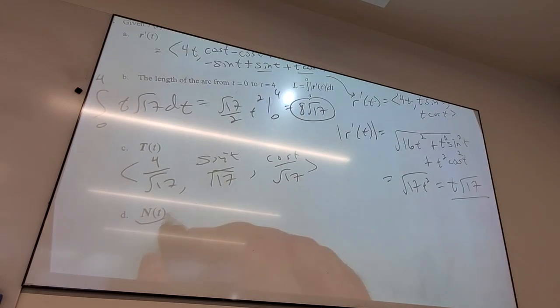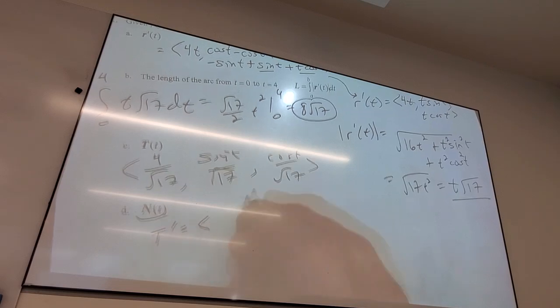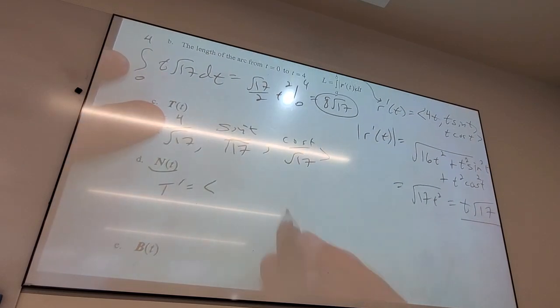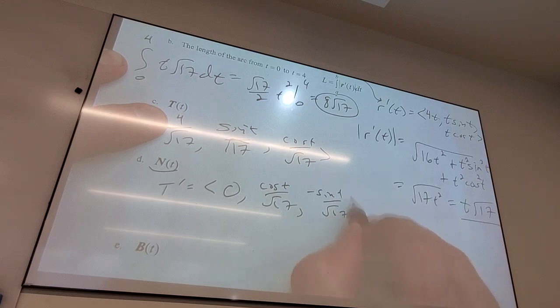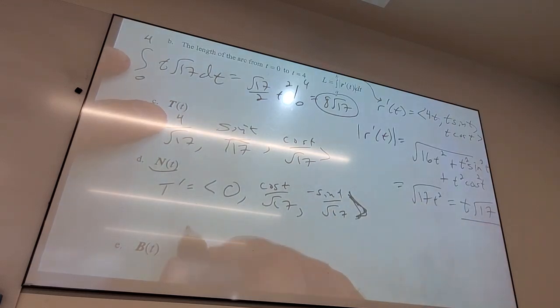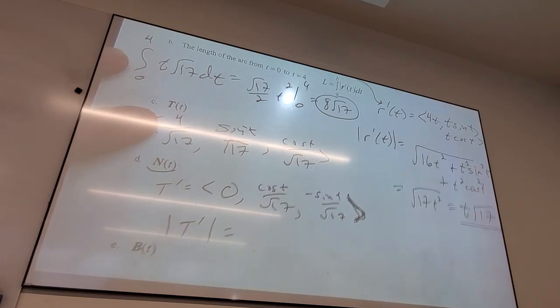So, T prime should be pretty straightforward. What's T prime? 0, cosine t over rad 17, negative sine t over rad 17. So has anybody started on its length? It's radical 1 over 17.